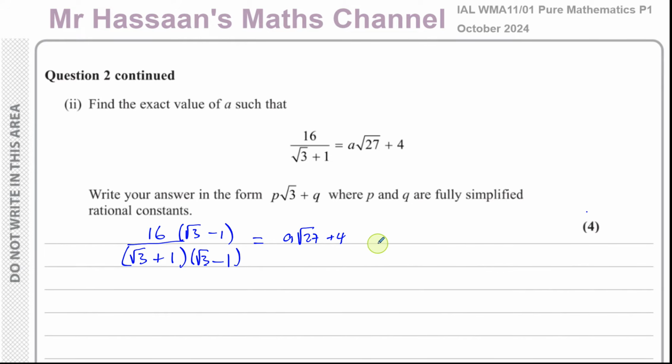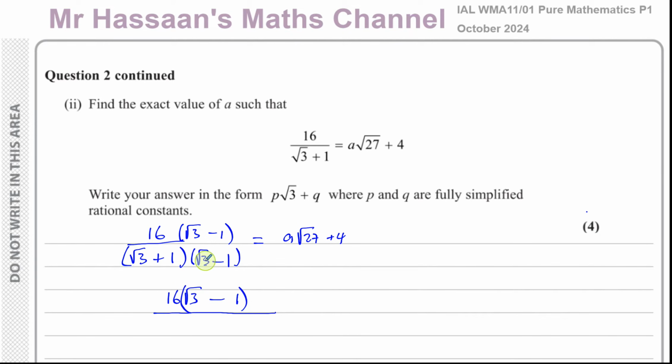Okay, I don't multiply this side by root 3 minus 1. Why? Because I'm not actually multiplying this side by root 3 minus 1. I'm multiplying this side by 1. I'm multiplying both the numerator and the denominator by the same thing, so I'm not changing its value. It's like I'm just multiplying by 1, but in a different format of 1. Root 3 minus 1 over root 3 minus 1 doesn't change the value of this, but it changes the way it looks. Okay, so now what I'm going to do is I'm going to expand the bracket. So I'll leave this as 16 times root 3 minus 1 in brackets, in case something cancels out and makes it easy for us.